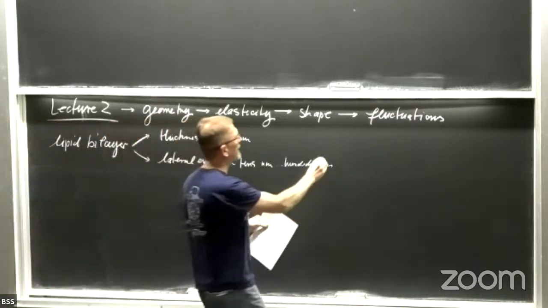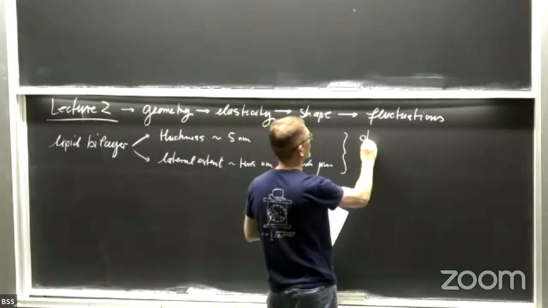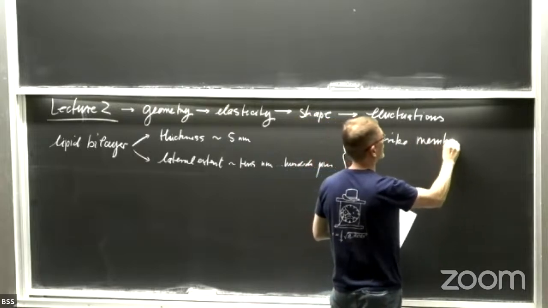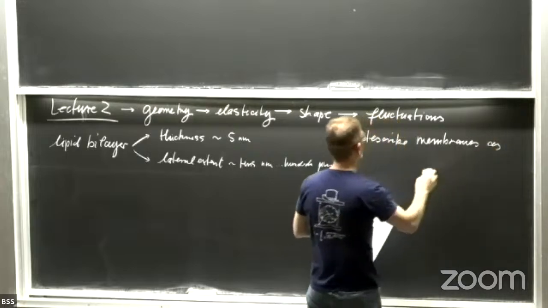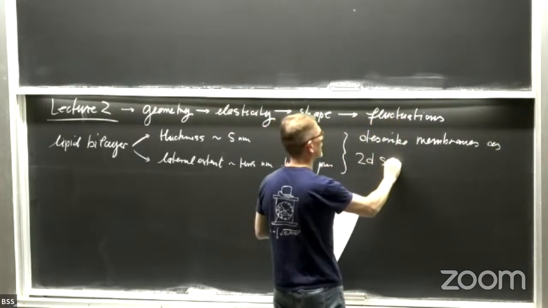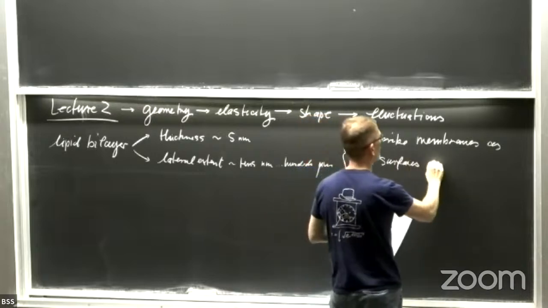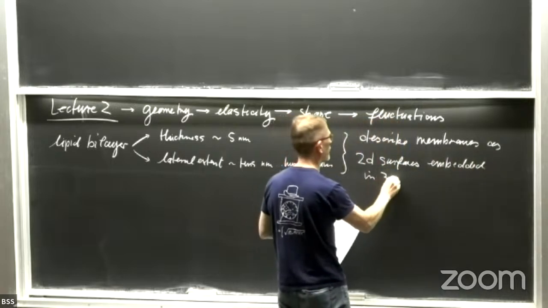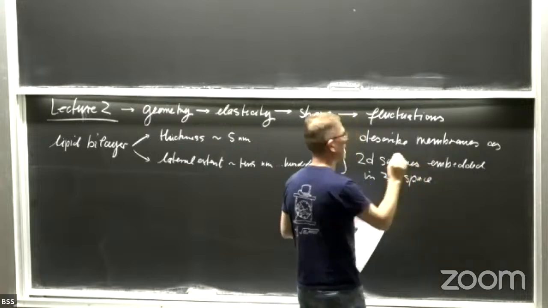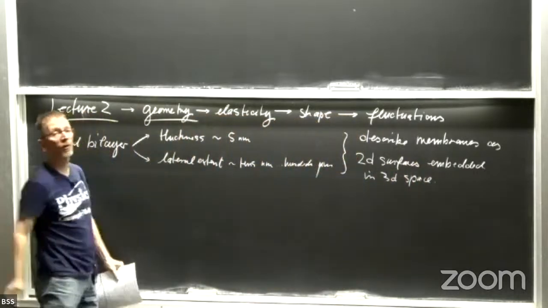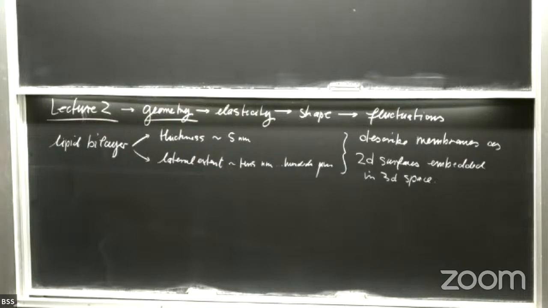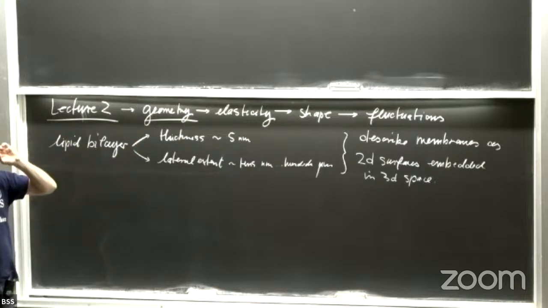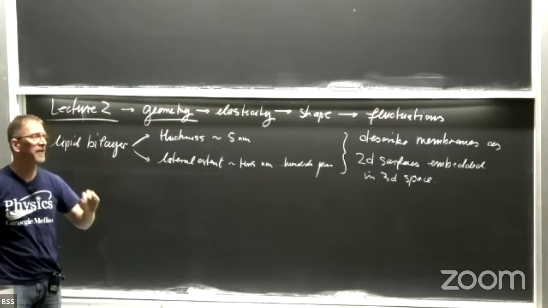So that suggests we could describe membranes as 2D surfaces embedded in 3D space. So the first question for today is, how do we do that? And it turns out there are a lot of ways you can do that. I'll talk in detail about one, and I'll briefly mention another one.